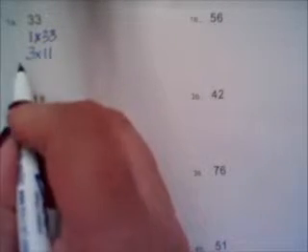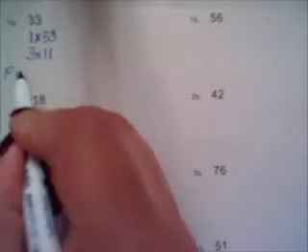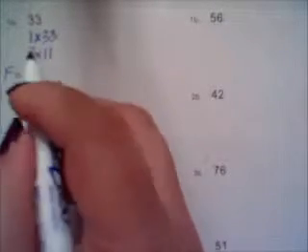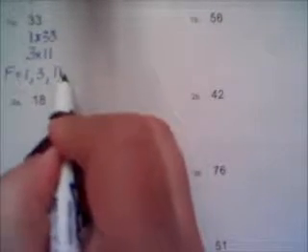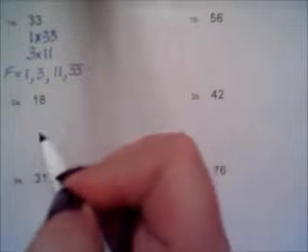So with our number 33, what two numbers can you multiply together to get 33? Well, we can multiply 1 times 33, and we can multiply 3 times 11. Okay? So our factors for 33 are 1, 3, 11, and 33.